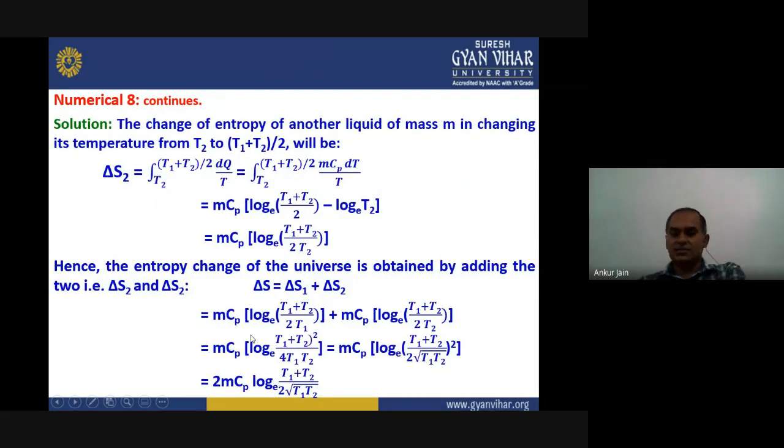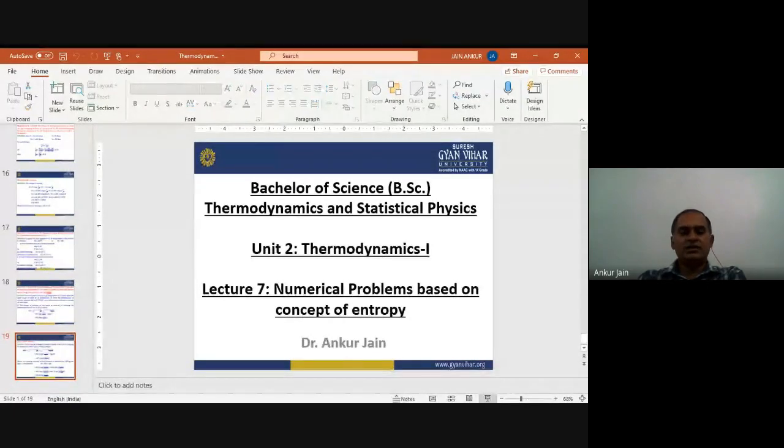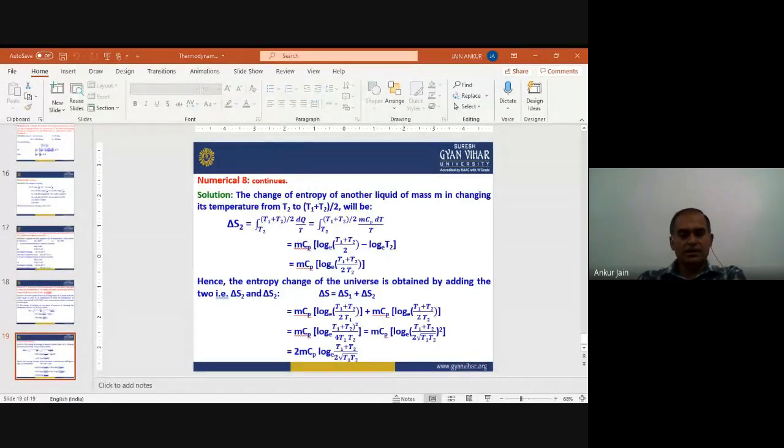So this is all for today's numericals. These are different types of numericals which can be solved for understanding the concept of entropy related phenomena and entropy related laws. I hope these numericals help you to understand the concept of entropy more clearly.